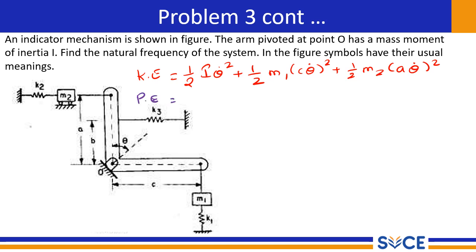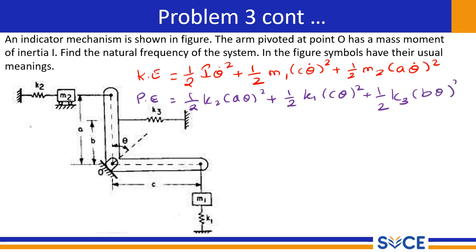Potential energies we derived in the previous slide are k2 a theta square plus k1 c theta square plus k3 b theta whole square. Now, as per the energy method, we have to put potential energy plus kinetic energy equal to constant, and to find the natural frequency we have to differentiate this with respect to time.